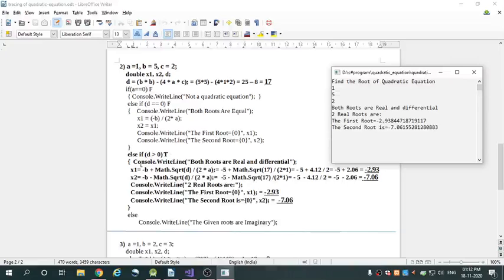Then it executes this code. It prints both roots are real and differential. You see here on the console both roots are real and differential.